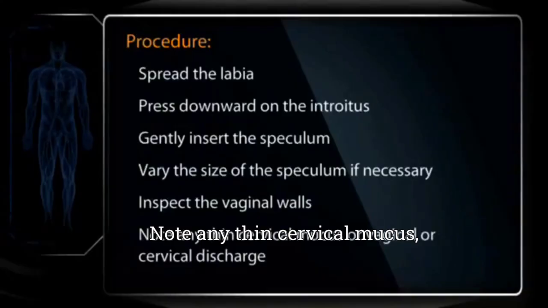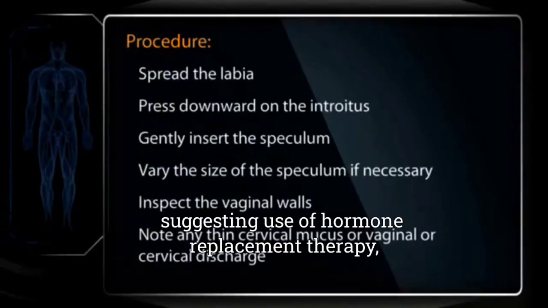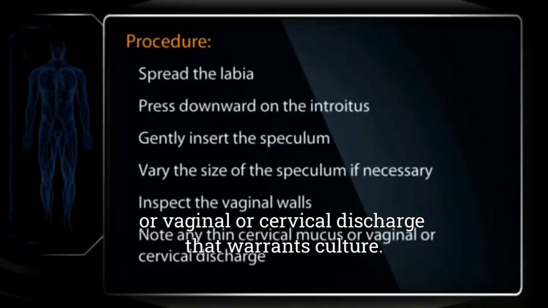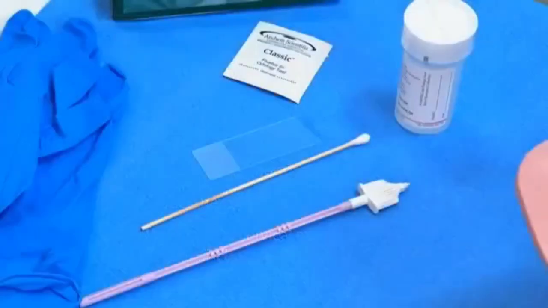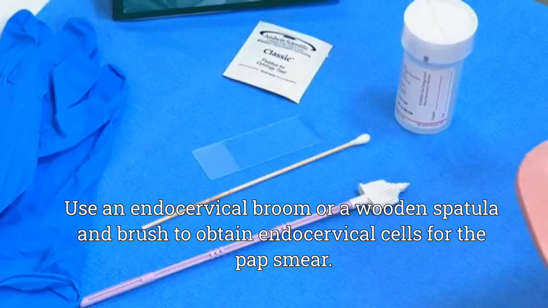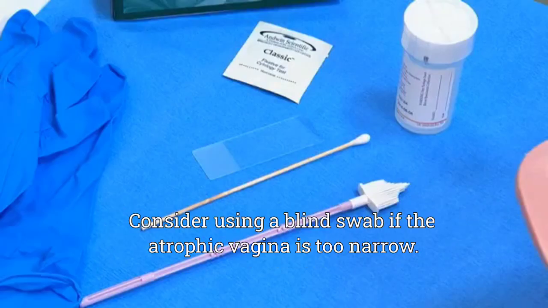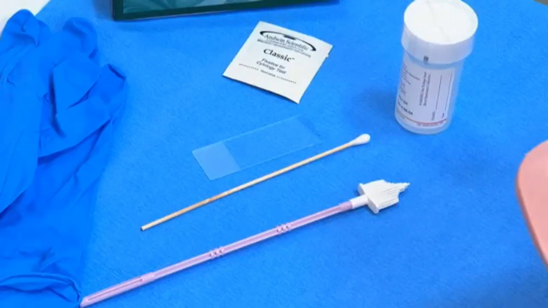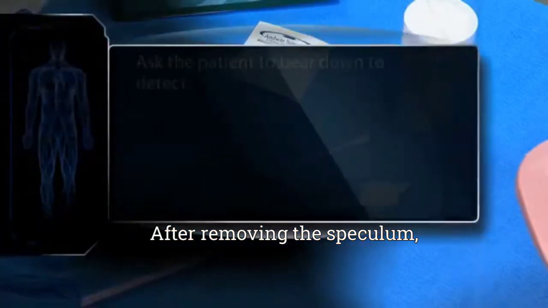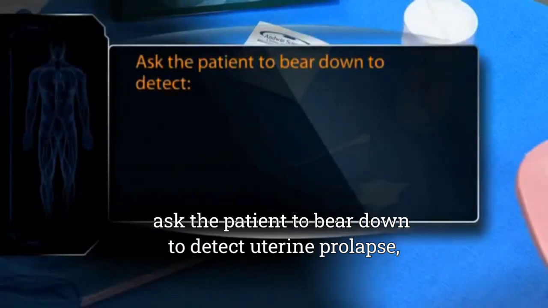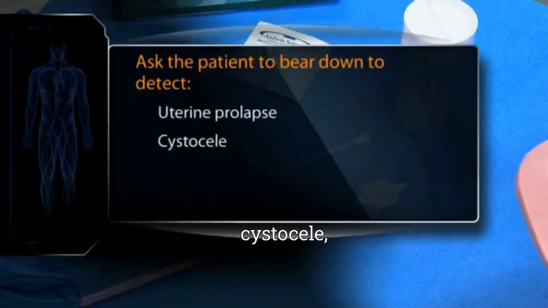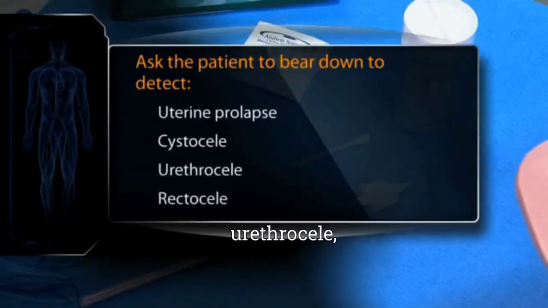Note any thin cervical mucus, suggesting use of hormone replacement therapy, or vaginal or cervical discharge that warrants culture. Use an endocervical broom or a wooden spatula and brush to obtain endocervical cells for the Pap smear. Consider using a blind swab if the atrophic vagina is too narrow. After removing the speculum, ask the patient to bear down to detect uterine prolapse, cystocele, urethrocoele, or rectocoele.